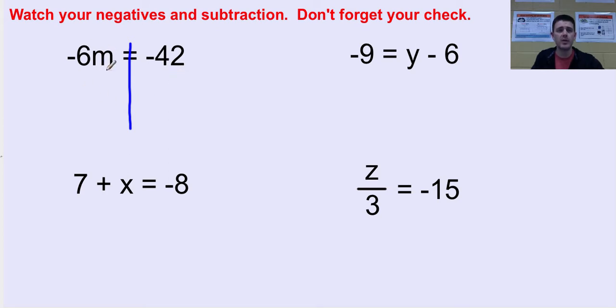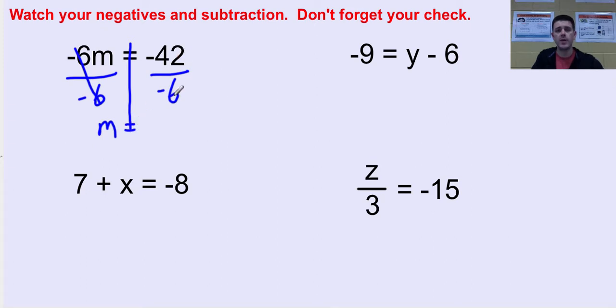Then I focus on my variable. What did they do to m? Well, they multiplied by negative 6. So the opposite is to divide by negative 6. Don't forget the negative when you're dividing. They multiplied by negative, so we divide by a negative. Negative 6 divided by negative 6 is 1, so we're just left with m.